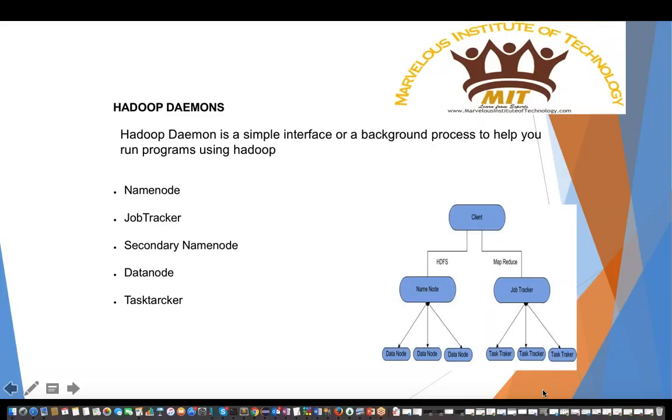And also, it is a centerpiece in the cluster. If you want to store some data or if you want to process some data, we have to contact the name node. Without the name node, we cannot talk to our cluster. If you want to store the data, you have to talk to the name node, and the name node will give you the addresses where you have to store the data. Clear about name node? Anyone has any doubts about name node?